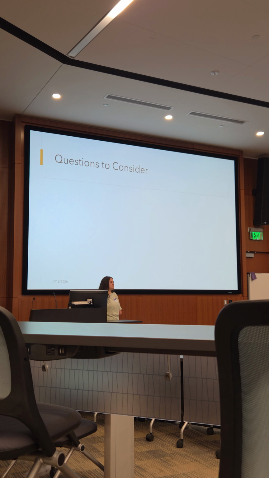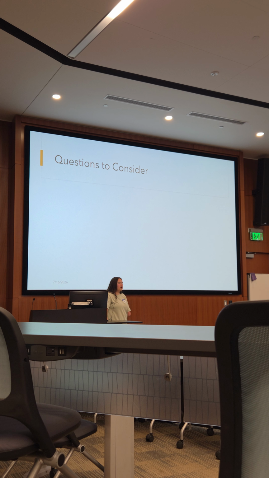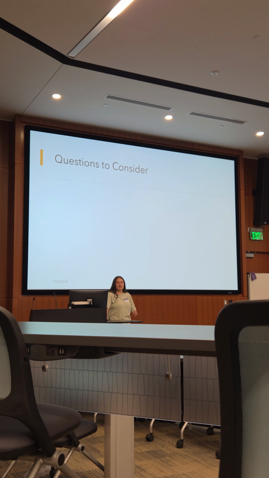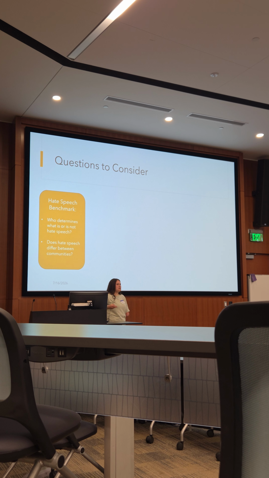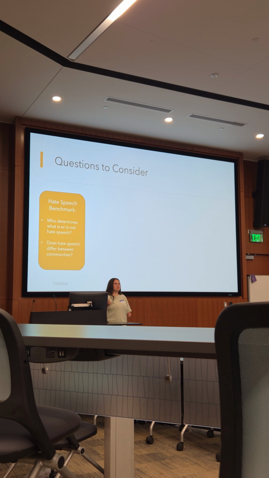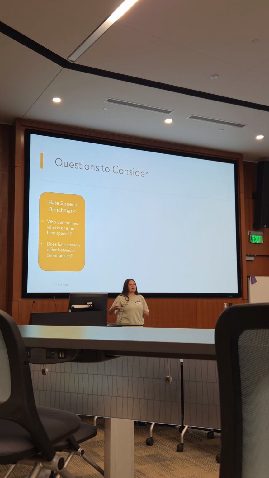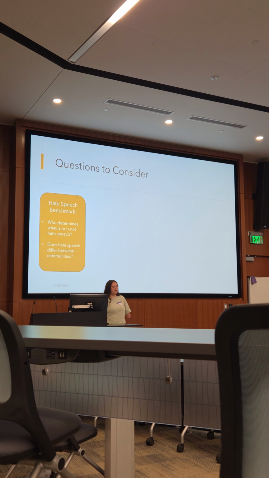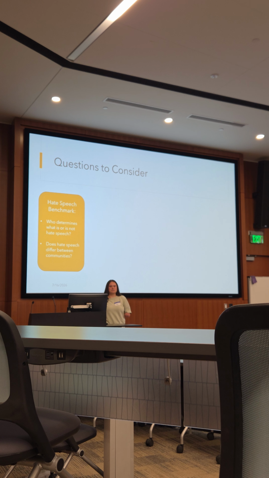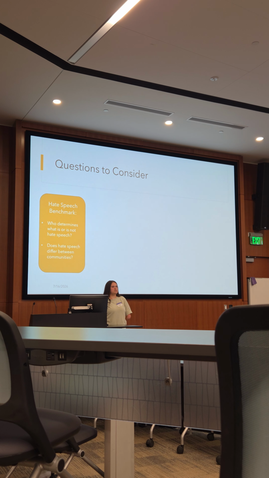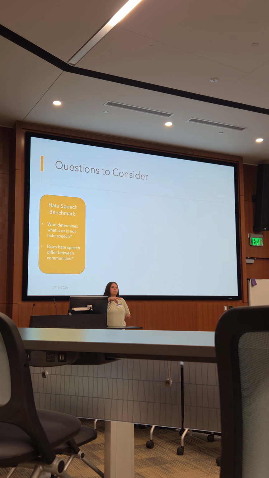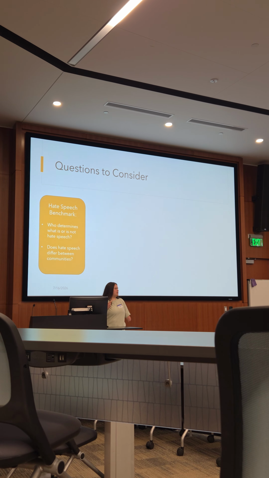So we had a list of questions to consider. These are some things that popped up often in our Thursday talks. Our first one is this idea of a hate speech benchmark. We kept coming circularly to this conclusion that there is no one person or one community that can determine what hate speech is for everybody. So we have questions like, who determines what is or is not hate speech, and how does that differ between communities? Because something that I can determine as hate speech for my community, someone in another community might not determine to be hate speech.